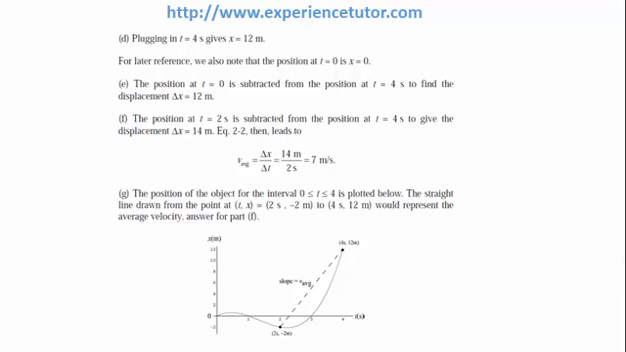We can find the same from the graph. The position of the object for the interval t greater than or equal to 0 and less than or equal to 4 is plotted below. The straight line drawn from the plot at t is equal to 2 seconds, minus 2 meter, to 4 seconds, 12 meter, would represent the average velocity of part F.